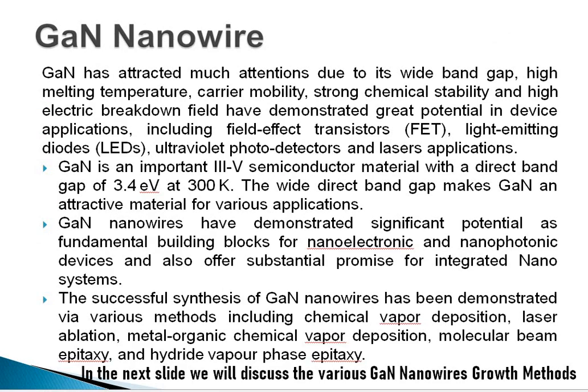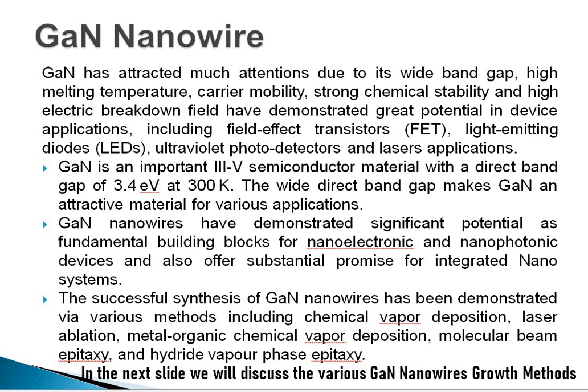Gallium nitride nanowire has attracted much attention due to its wide bandgap, high melting temperature, carrier mobility, strong chemical stability, and high electrical breakdown field. It has demonstrated great potential in device applications, including field effect transistor, light emitting diodes, ultraviolet photodetector, and laser applications. Gallium nitride is an important III-V semiconductor material with a direct band gap of 3.4 electron volt at 300 Kelvin. The wide direct band gap makes gallium nitride an attractive material for various applications.